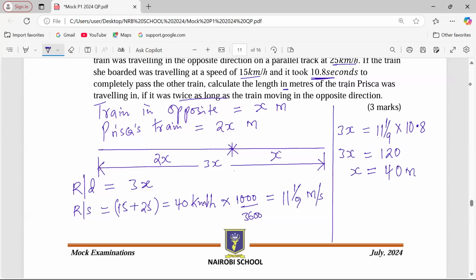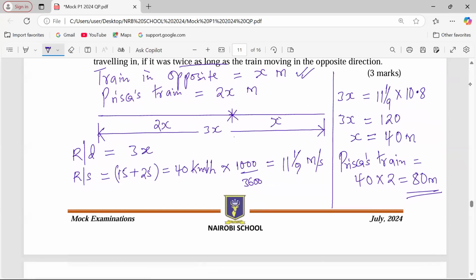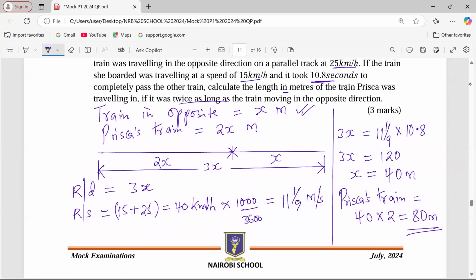meters. This is now the train which is moving in the opposite direction, which means for us to get Prisca's train, we shall talk about twice as long, 80 meters. That is the length of Prisca's train. So that's how we were supposed to interpret such a question.